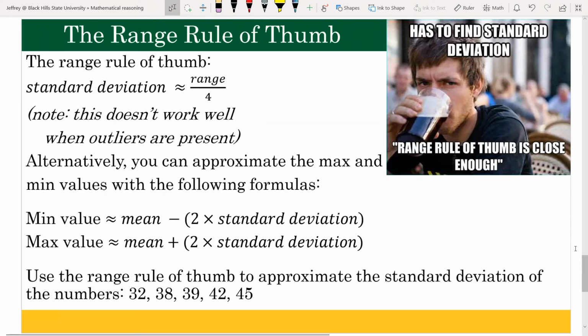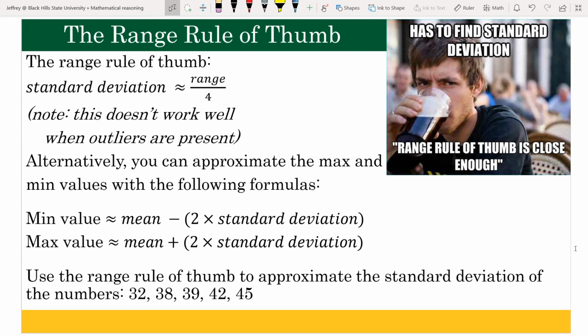Now I know that was probably a lot of fun, but there is a way to estimate the standard deviation, and it's simply to take the range and divide it by 4. I'll admit that this formula does not always work very well, especially if there are outliers. We can also estimate the max and min values with the following formulas, where we take the mean plus or minus 2 times the standard deviation.